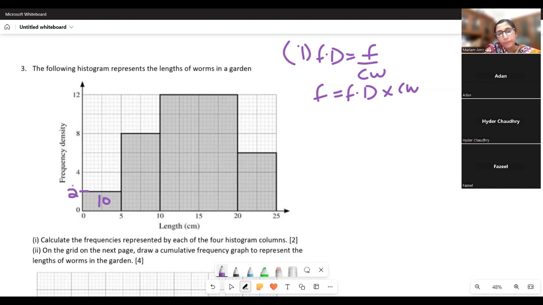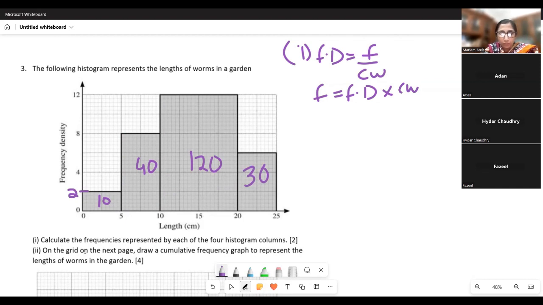Second frequency हो गई 8 times 5. ये 8 है और ये 5 है. Frequency density into class width. So that's 40. Next है 12 into 10 है. So 120. और लास्ट बार की फ्रीक्वेंसी है 6 हो गया ये और टाइम्स 5 which is 30. Let me confirm. 10, 40, 120, 30. ठीक है.